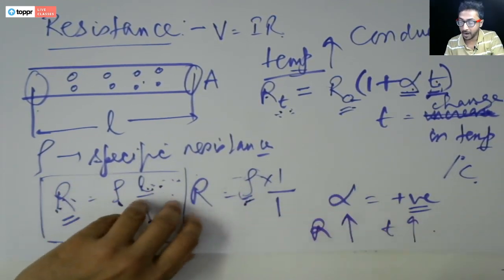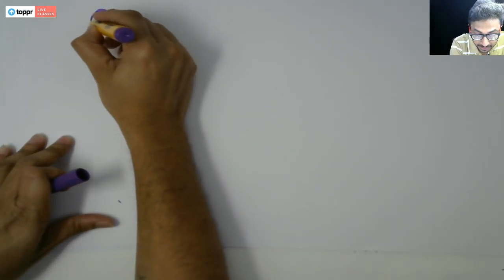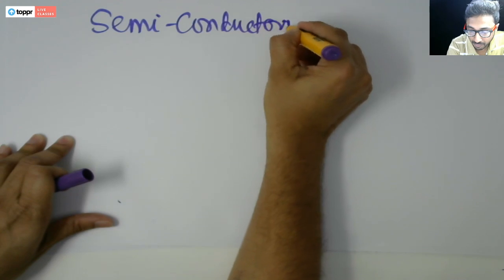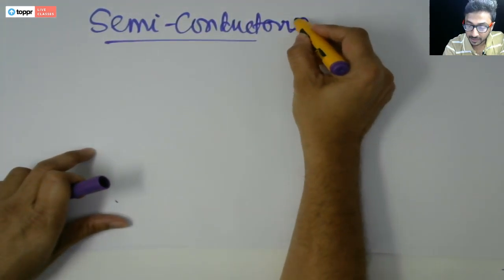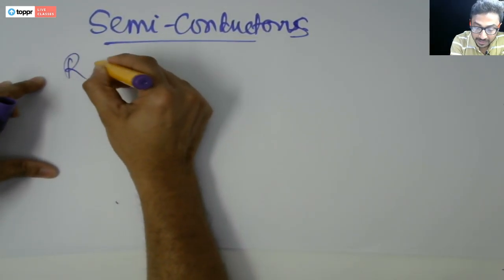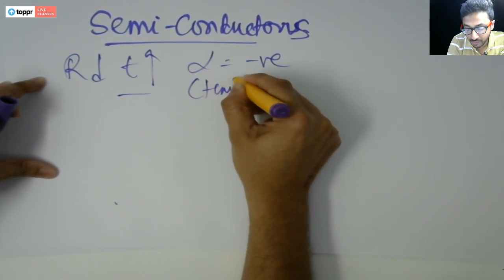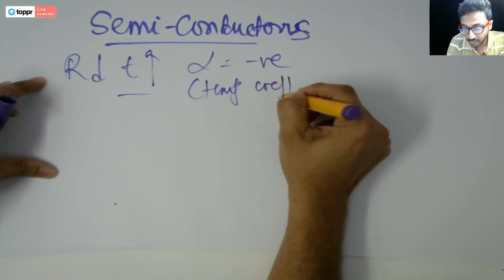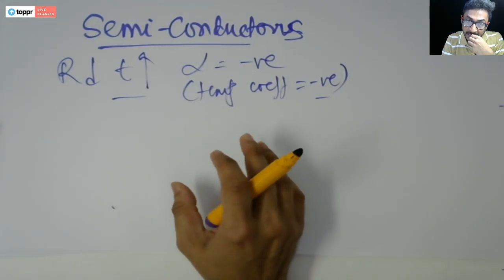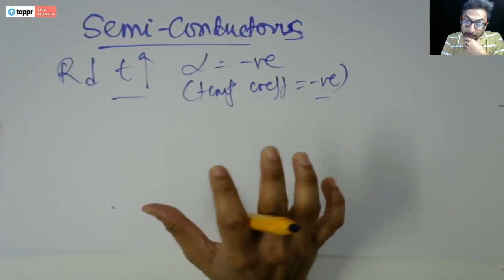But there is a certain kind of material called semiconductors, where the resistance decreases with temperature. That is, resistance decreases when temperature increases. There alpha, or the temperature coefficient, is negative.